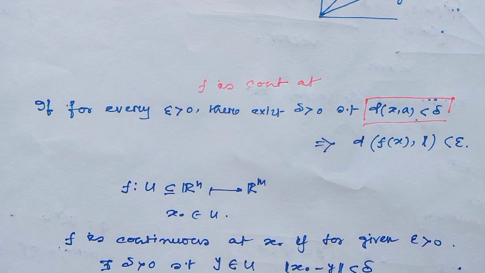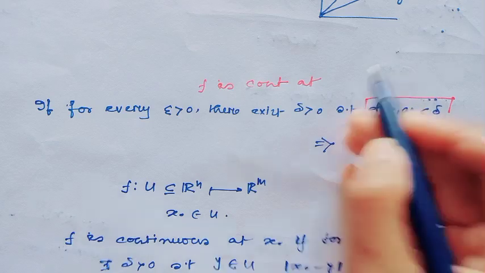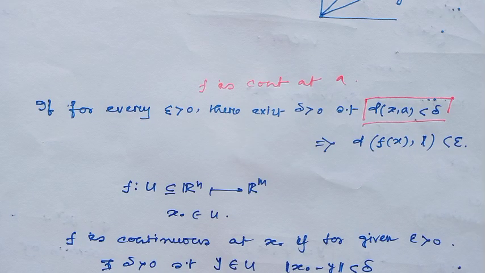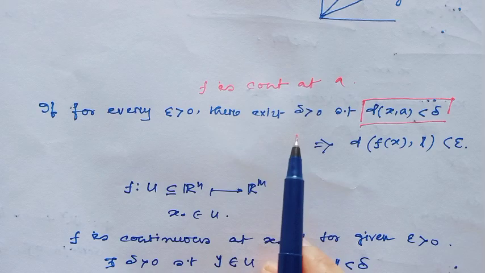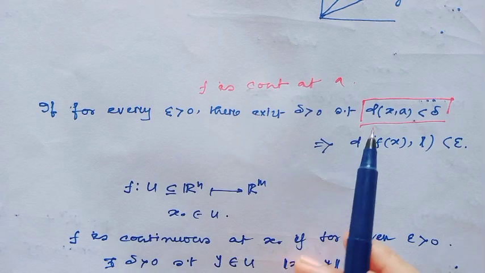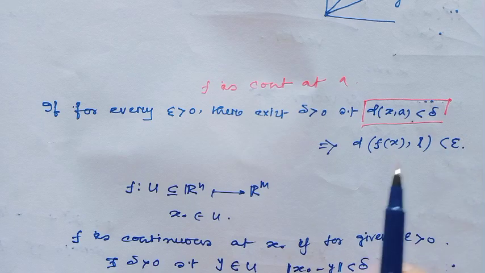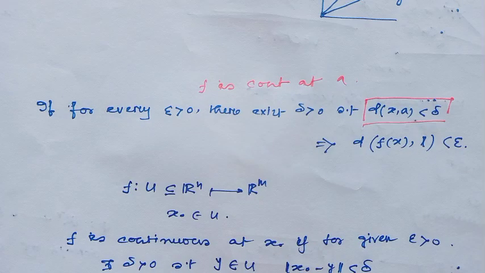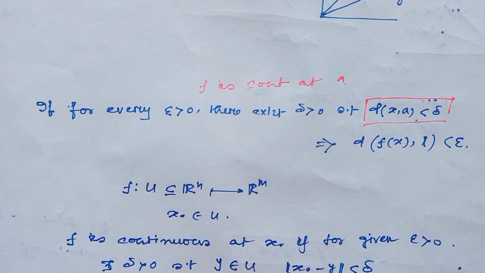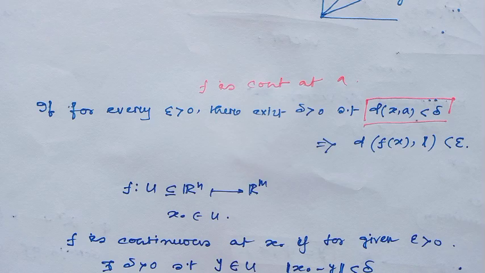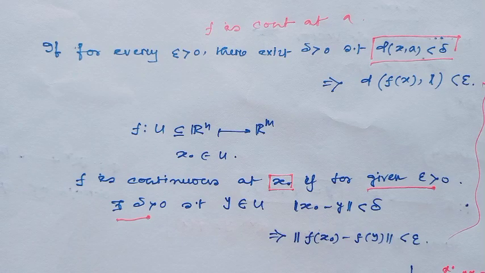In my previous video, I have seen in metric space the definition of continuity. I had seen f is continuous at a point A if for every epsilon greater than 0 there exists delta greater than 0 such that distance between x and A less than delta implies distance between f(x) and the limit point L is less than epsilon. This distance function we can define by norm.